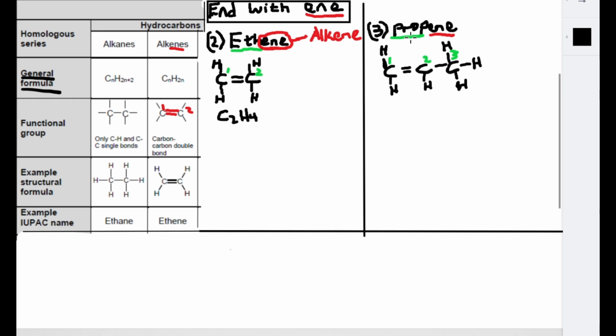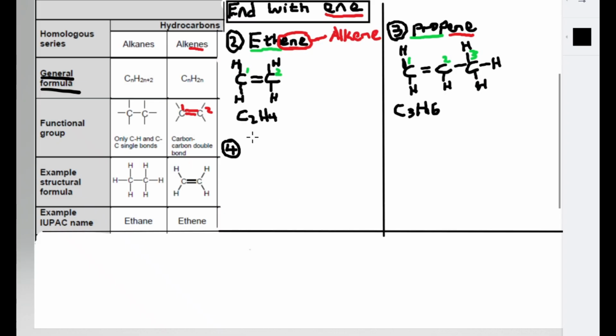What's the molecular formula for propene? Look at the Cn. The N stands for the number of carbons. How many carbons are there? C3, right? So it's going to be C3 and 2 times the number of carbons. 2 times 3 is going to be 6. So it's H6. Can you see how the formula works? This is how the formula works.